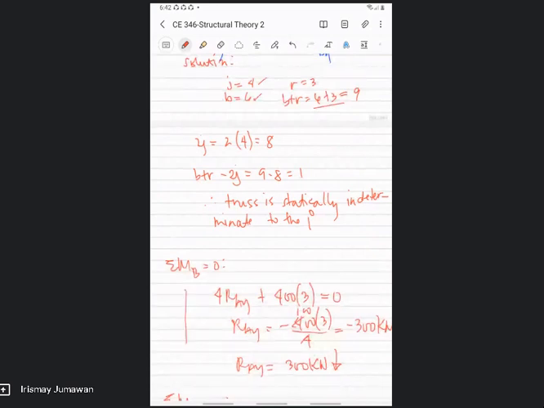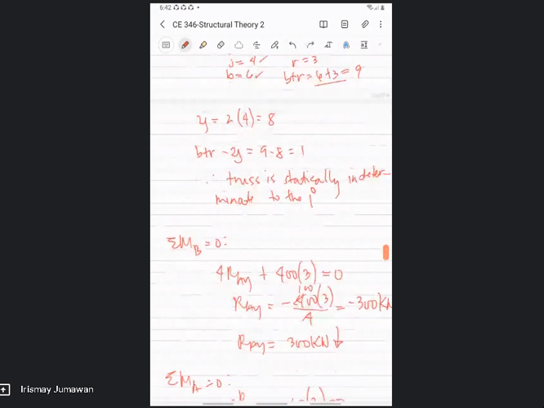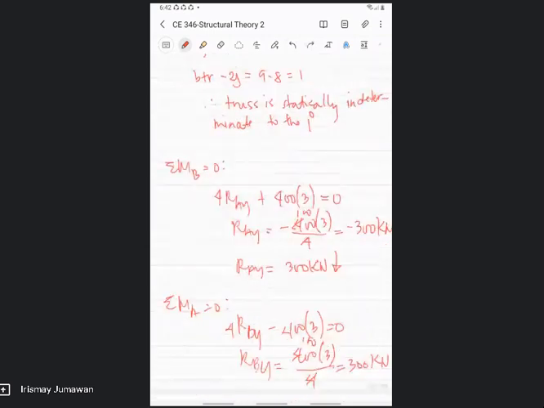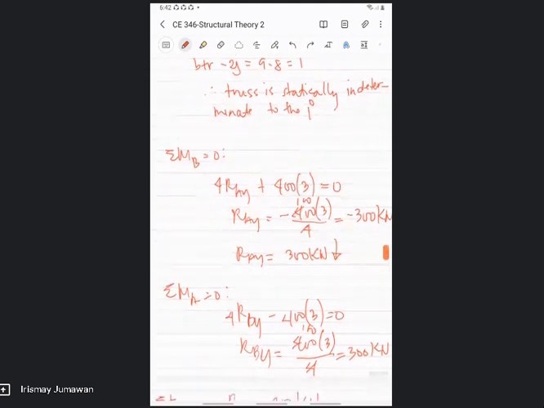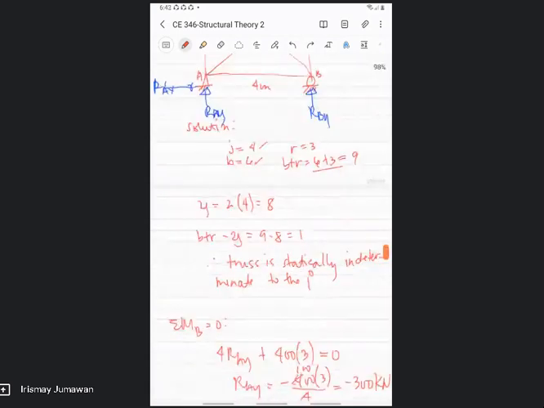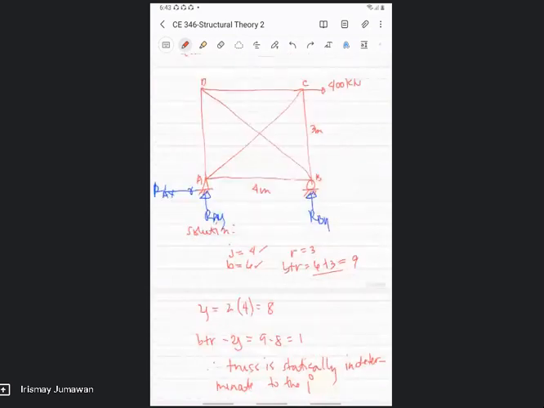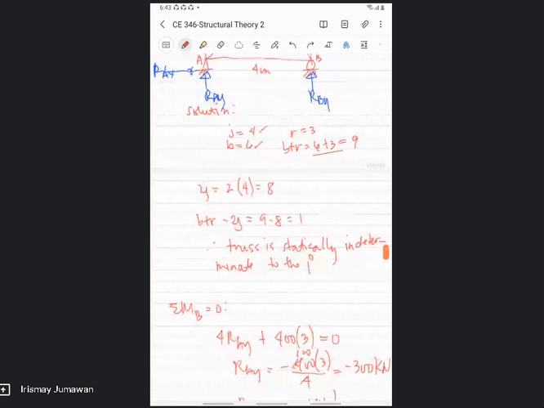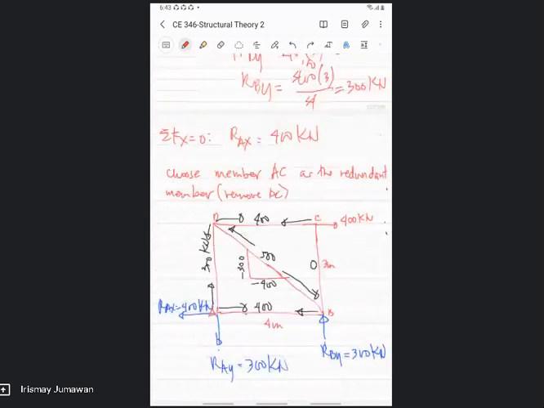Then your RBY. So again, you take moment at A. So that is 4 RBY minus 400 times 3 equal to zero. So your answer is 300 kilonewton. So we already have our reaction, but we have the horizontal. Our load is horizontal, so that is 400. So if we take summation of x equal to 0, your RAx is equal to 400, but its direction is on the other side, so we correct it. So this will be the reaction.